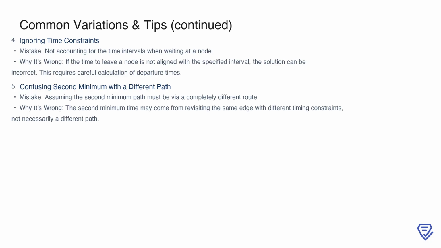There's also confusion about what constitutes the second minimum path. Some assume that the second minimum must involve a completely different route, but that's not always true. The second minimum time can result from revisiting the same edges, but with different timing constraints. This highlights the importance of understanding how timing impacts the paths and ensuring that all scenarios are considered.